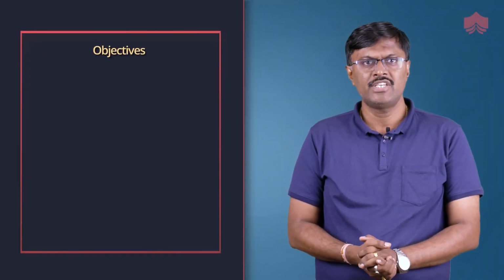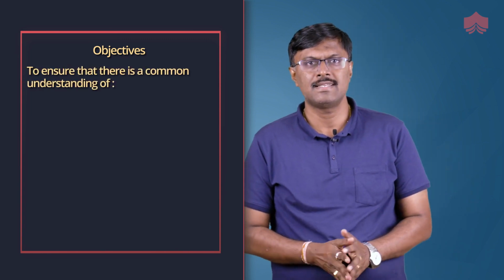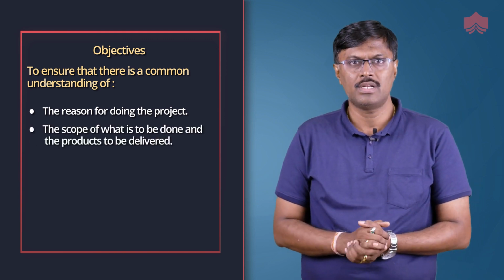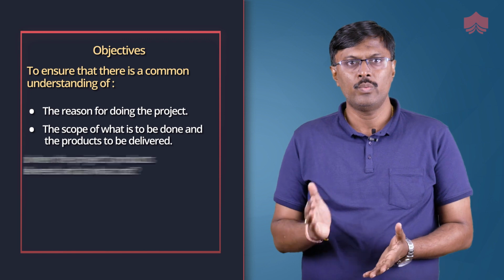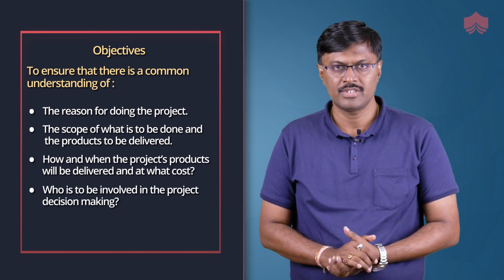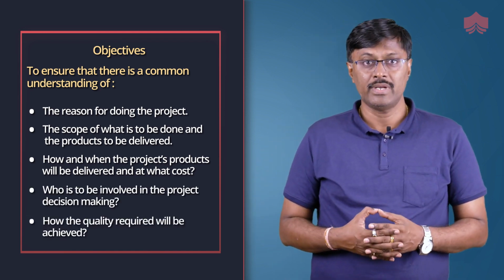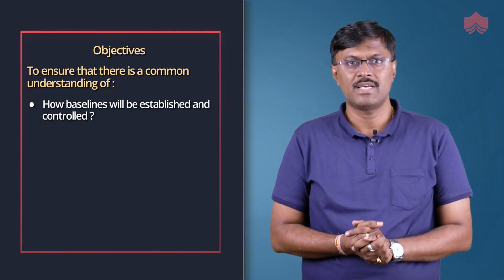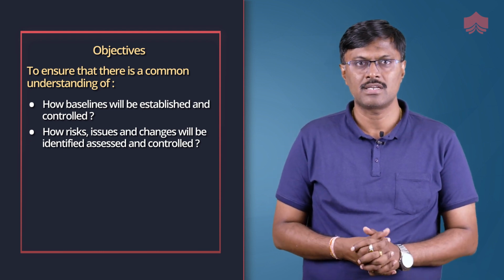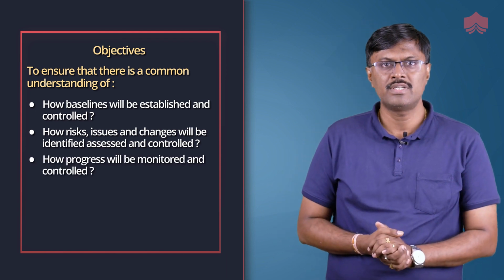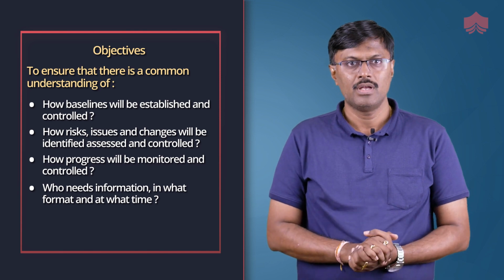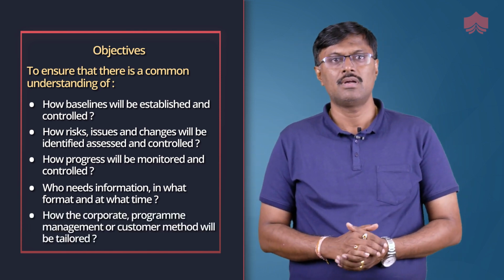The objectives of initiating a project process are to ensure that there is a common understanding of the reason for doing the project, the scope of what is to be done and the products to be delivered, how and when the project's products will be delivered and at what cost, who is to be involved in the project decision making, how the quality required will be achieved, how baselines will be established and controlled, how risks, issues and changes will be identified, assessed and controlled, how progress will be monitored and controlled, who needs information in what format at what point in time, how the corporate program management or customer method will be tailored.